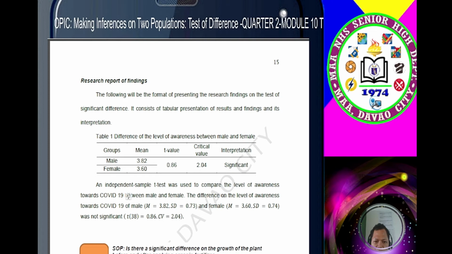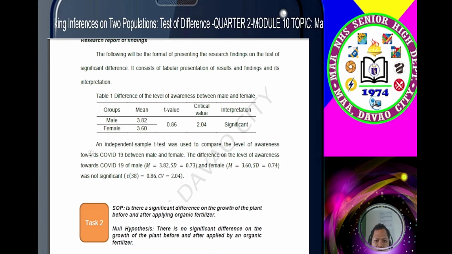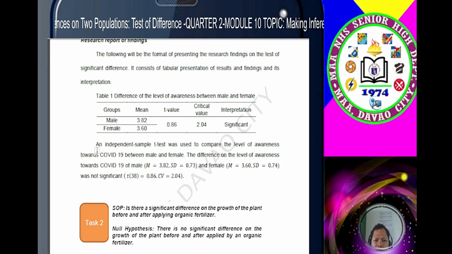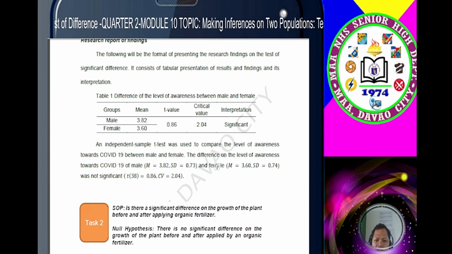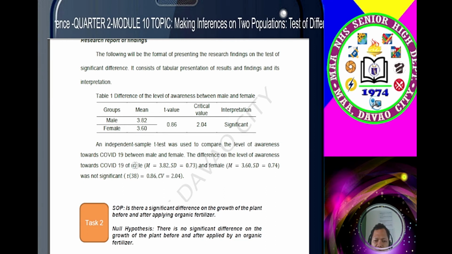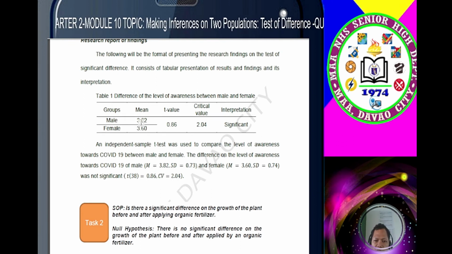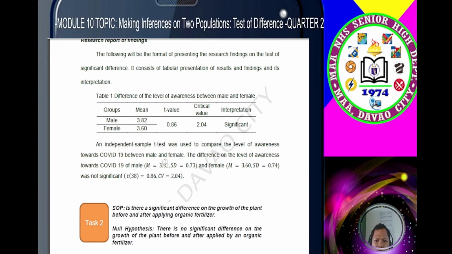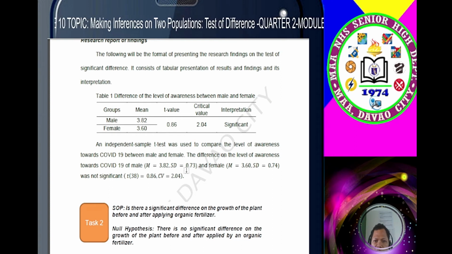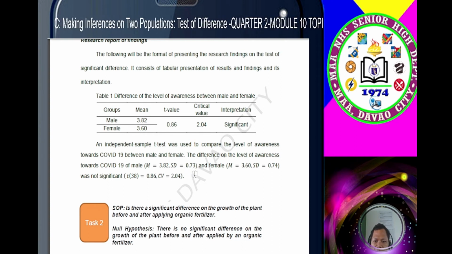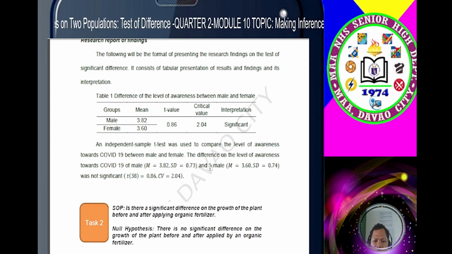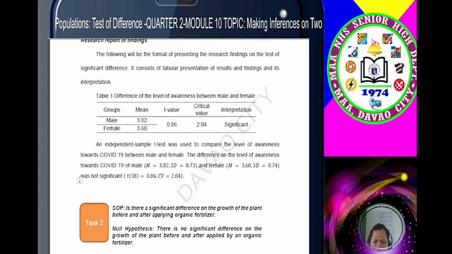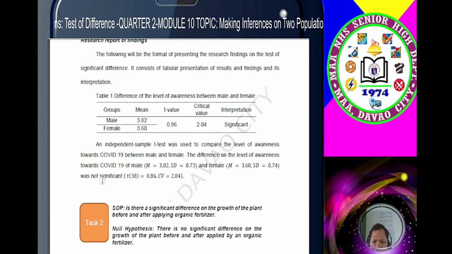So this is now our interpretation or reporting of findings. An independent sample t-test was used to compare the level of awareness towards COVID-19 between male and female. The mean for male is 3.82, then SD is 0.73, and for female, 3.60 and SD 0.74. Then, what is the result? It is not significant.